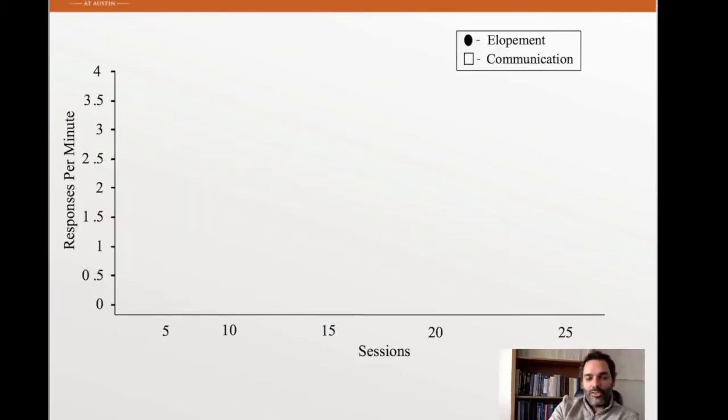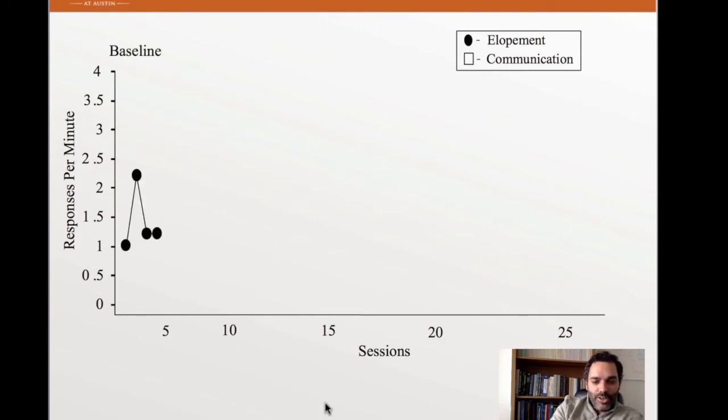Okay, let's look at some actual data, and we will look at these data while considering the dimensions that we use when visually analyzing graphs that I just discussed. So on this graph, we're going to be looking at two data paths. One data path, the closed circles, is going to represent elopement or challenging behavior exhibited by the participant in this study. And the open squares is going to represent communication, appropriate communication.